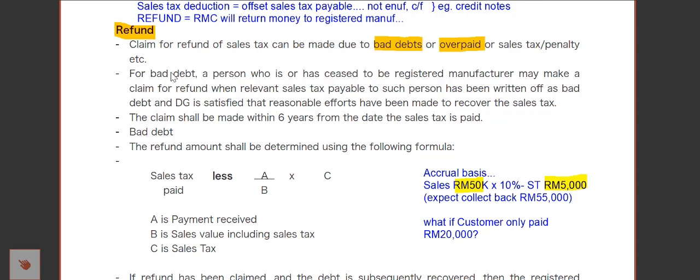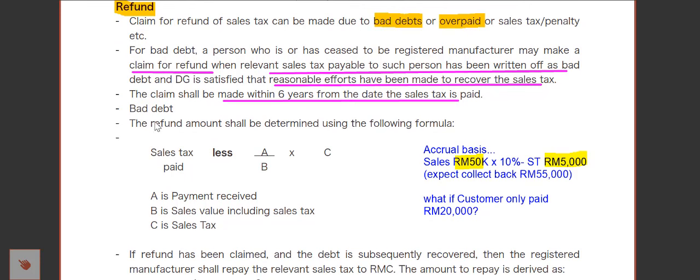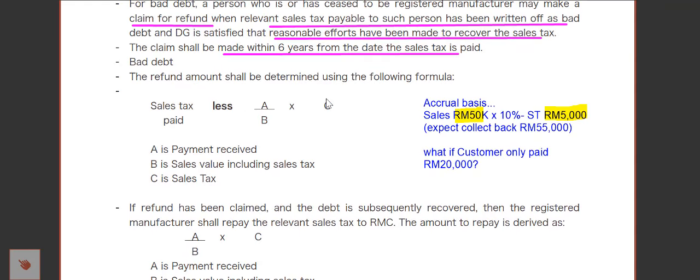Now, for bad debt, you can claim a refund when the amount is written off as bad debt, and you must satisfy the DG that you have made reasonable efforts to recover the sales tax, but you failed. You can claim this within 6 years from the date the sales tax was paid. And the bad debt refund is determined using this formula.